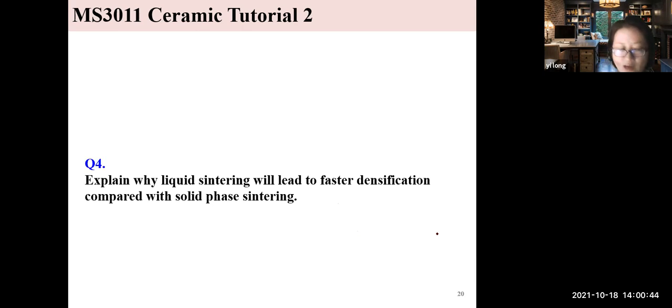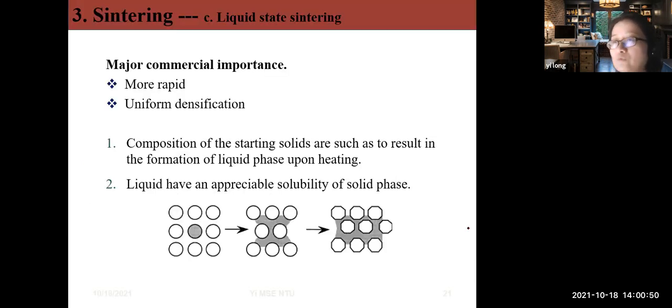So let's see Q4. Explain why liquid sintering will lead to faster densification compared with solid phase sintering. So what is liquid phase? I'll help you review. We learned this last Friday, right? You can see you have an A here, the rest are B. If it's solid, you only have B, you don't have A. But if it's liquid, this A is used as a liquid later, maybe because it has a lower melting point, so at a certain temperature it becomes a liquid already.